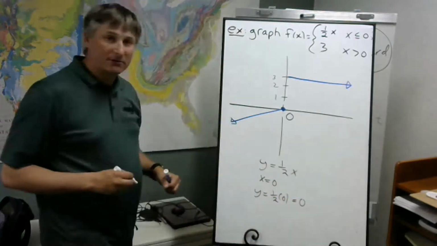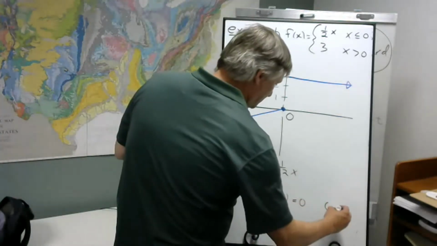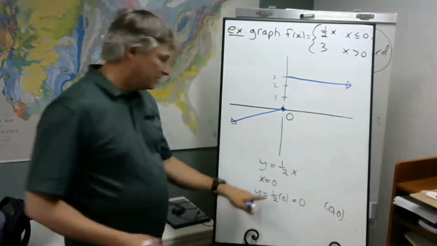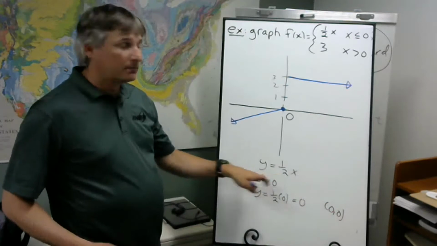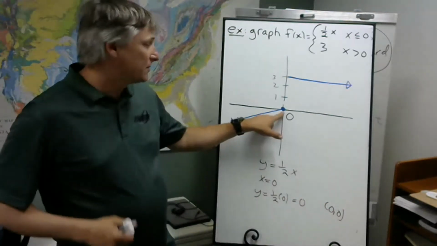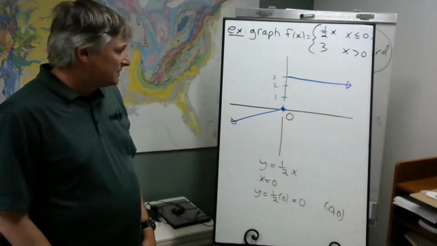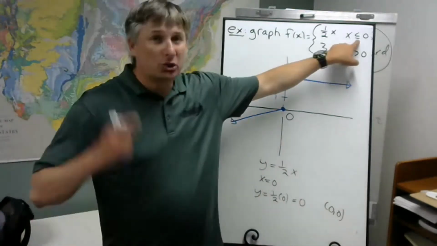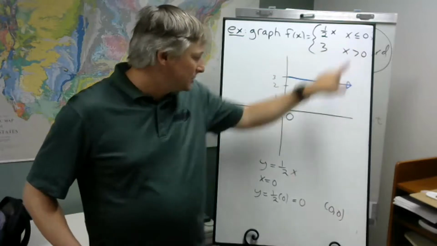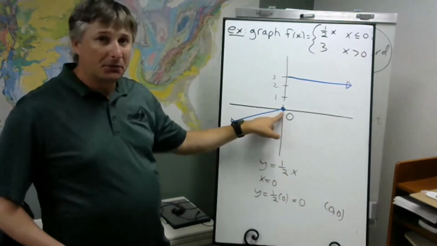Well, the y value turns out to be 0. So that means the point 0, 0 is on this curve. And sure enough, that's right where the origin is, where this line passes through. Since it's included, we're including x as 0, that means that we're including the point 0, 0. I put a solid circle there.